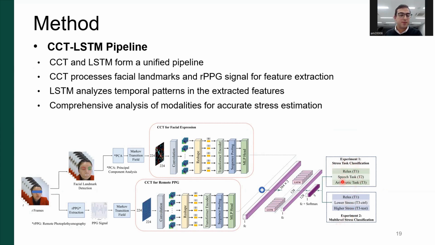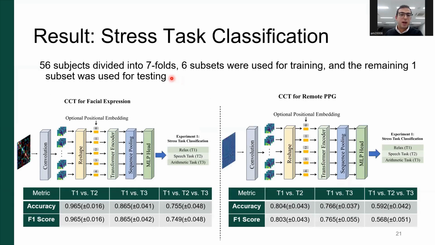So as for the results, for the first experiment, stress task classification, we have 56 participants. We divided them into sevenfold, 6 subsets used for training and 1 used for testing. First, we trained one CCT model for each modality, facial expression or remote PPG, without having the modalities together, to find out the potential of each and of multimodality.